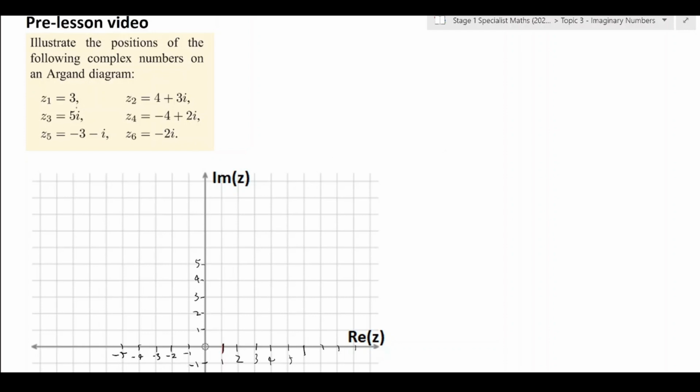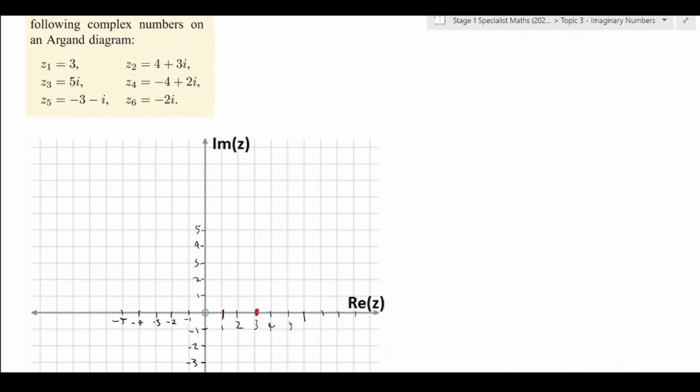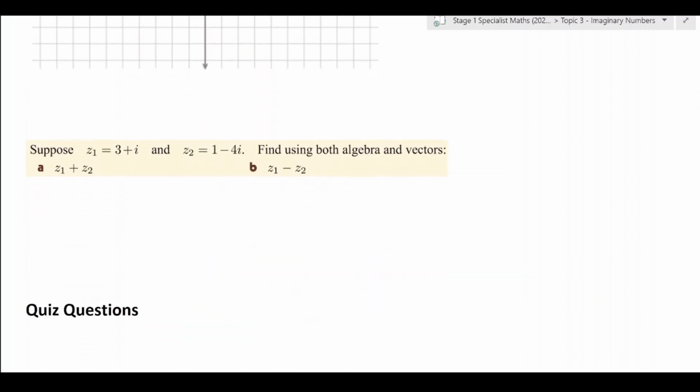So z1 equals 3, that's the real bit. So you can think of x being 3, and y, which is the imaginary bit, is just like nothing there. So z1 is going to be this point here. You can sort of draw it as a vector z1, just like that. z2 is going to be 4 plus 3i, so that sits up in this space here. Here's z2. z3 is 5i, so that sits up here. z4 is -4 plus 2i, so that sits there. z5 is -3 take i, so that sits there. And then z6 is -2i, so that sits there. You can read off the real bits as your x coordinates and the imaginary bits as your y coordinates, if you like. Next, what we're going to do here is find these values using algebra and vectors.